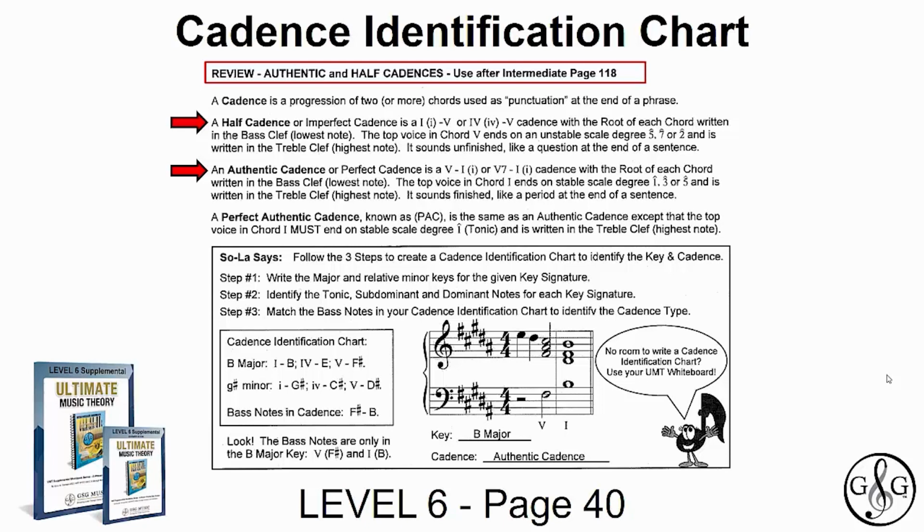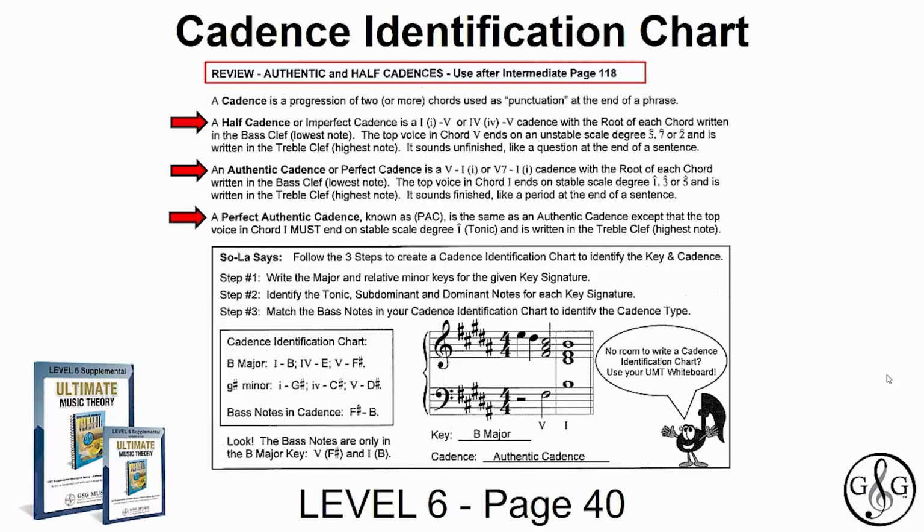Now here's the very important part of what these cadences are called. A perfect authentic cadence, known as PAC, is the same as an authentic cadence, except that the top voice in chord 1 must end on a stable scale degree, the tonic, right, the first degree. And it's written in the treble clef as the highest notes.